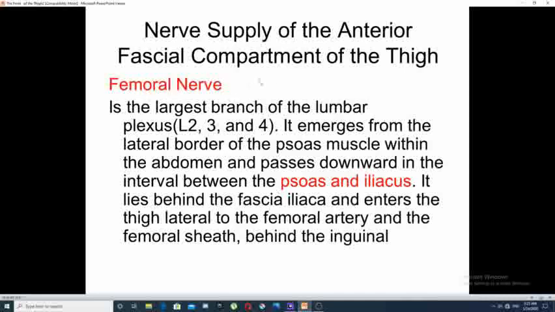What about the nerve supply of the anterior fascial compartment of the thigh? It comes from the femoral nerve. It is the largest branch of the lumbar plexus. It emerges from the lateral border of the psoas muscle within the abdomen and passes downward in the interval between the psoas muscle and iliacus muscle, lies behind the fascia iliaca, and enters the thigh lateral to the femoral artery and femoral sheath, behind the inguinal ligament.